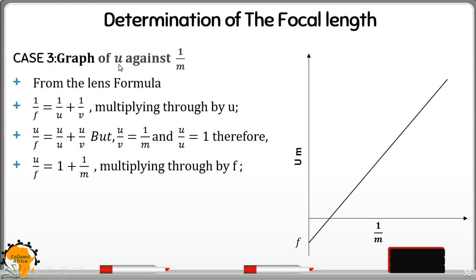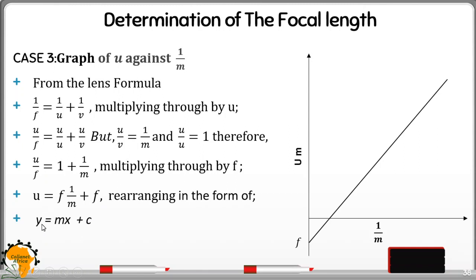But on the y-axis, we want u. On the x-axis, we want 1 over m. So we can rearrange, and then we multiply through by f. So when we rearrange and multiply, you will get that u is equal to f times 1 over m, plus f. And then this one, you equate it to the equation of a straight line, where on the y, it corresponds with u. That's clear. Then x corresponds to 1 over m. So which implies that our m, which is the gradient or the slope, corresponds to f. So when you get the gradient again, you can get the focal length of your lens.